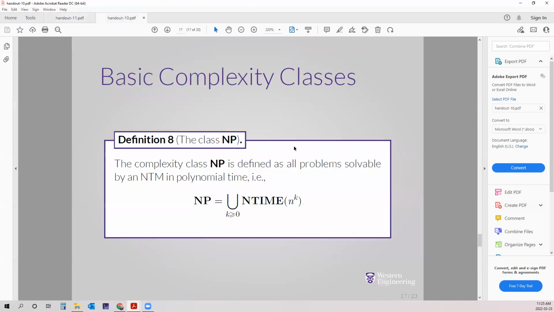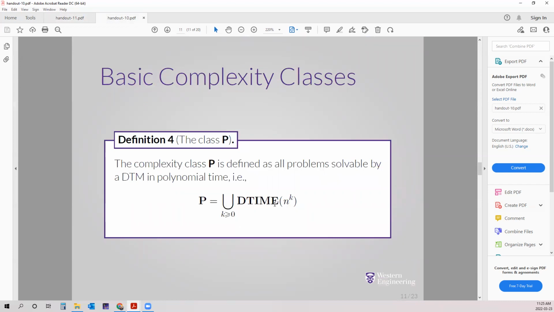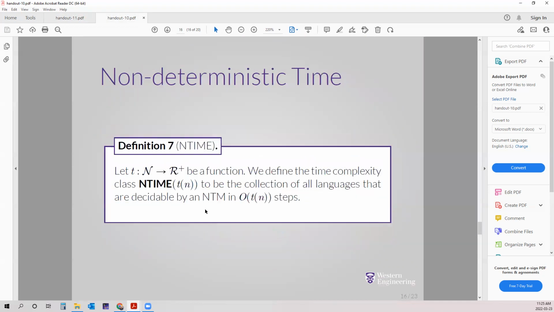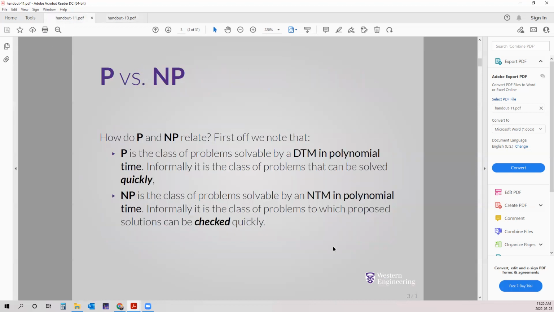Mathematically, in definition, they look the same, but this is non-determinism. This is 2 to the n to the power k. And here for the P, it's also deterministic time for n to the power k. But here P is deterministic time, and here it's NP. So what is the relationship between those two classes?